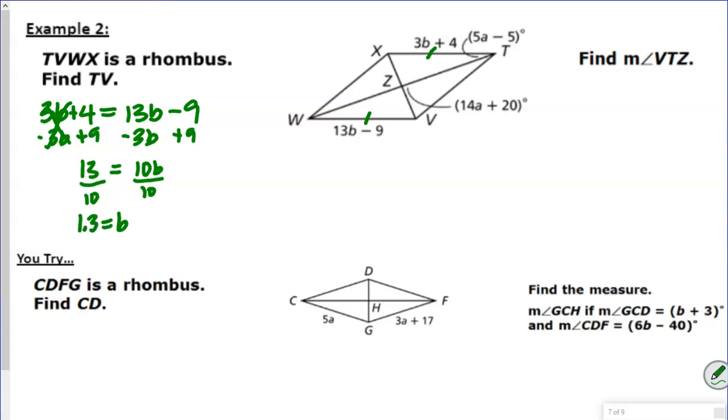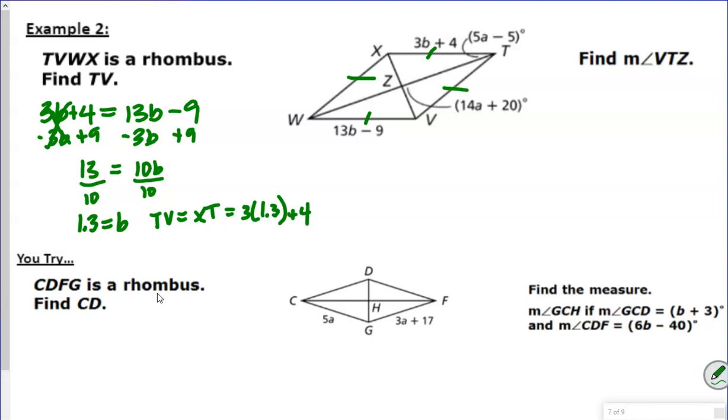But it's not asking us for b, right? It's asking us to find what? TV. Now, listen. To find TV, we must see that all 4 sides are congruent, right? So TV is equal to any one of these sides. So we can say TV is equal to XT. And then we know what XT is, right? XT is equal to 3 times 1.3 plus 4.